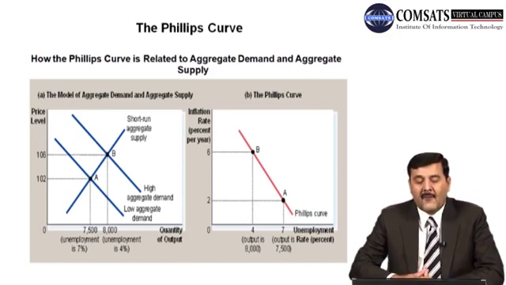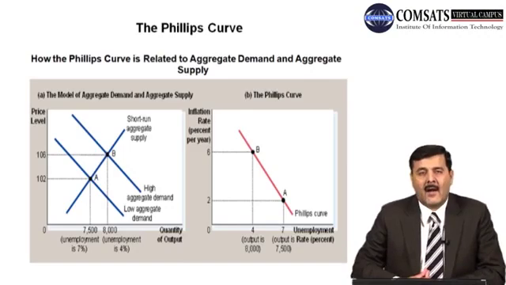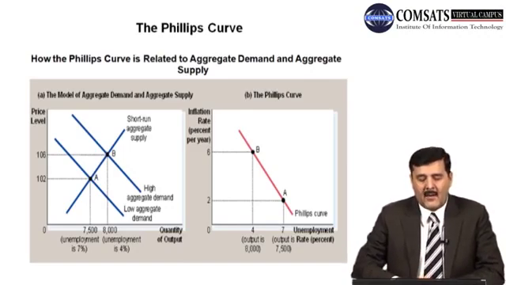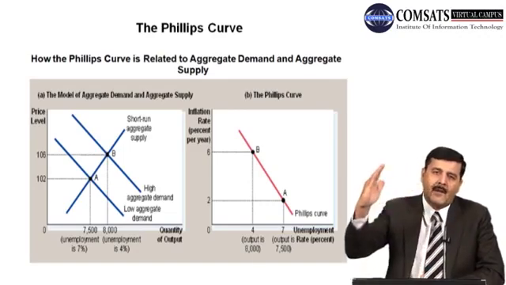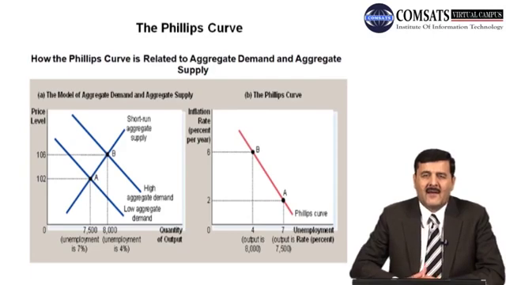Now suppose the policymaker or the government increases the aggregate demand in the economy. If there is a high demand for the output, the demand curve will shift rightward. With this shift, this new aggregate demand curve is intersecting the economy's aggregate supply curve at point B.